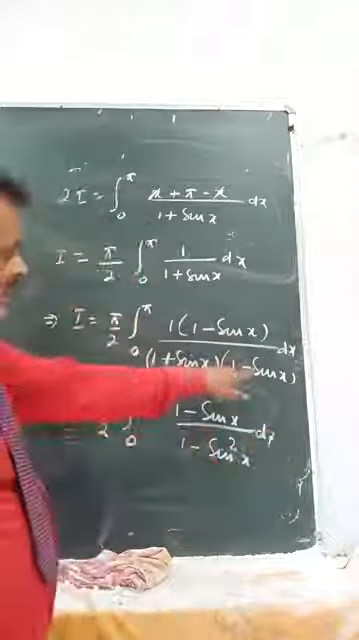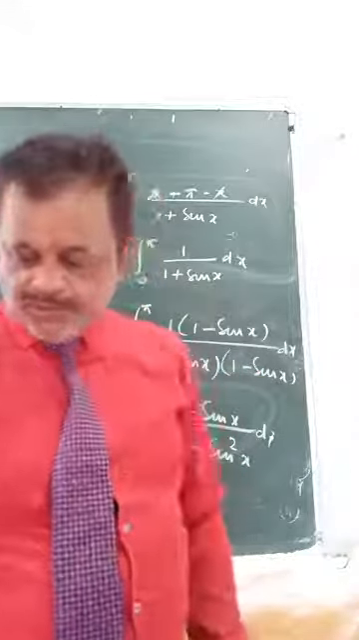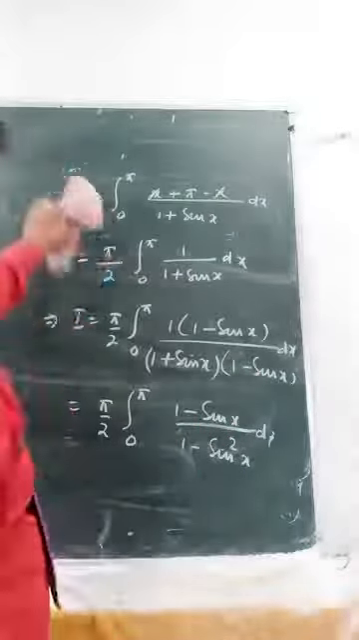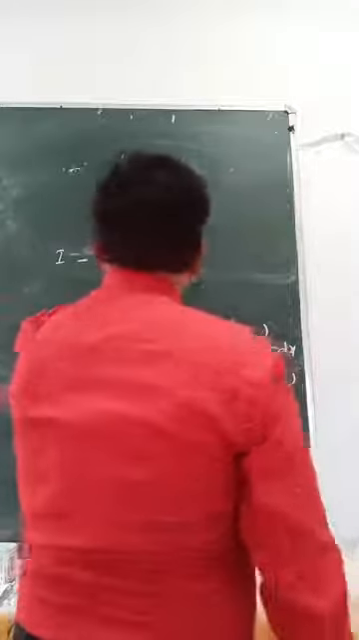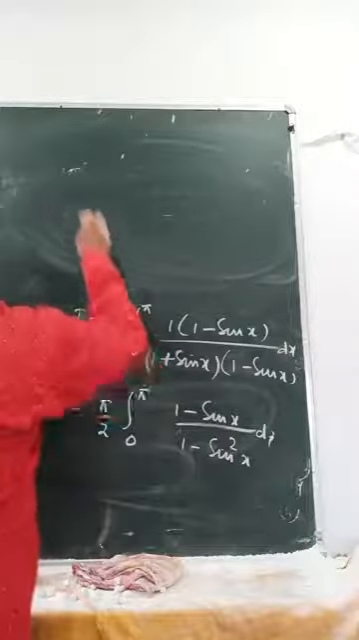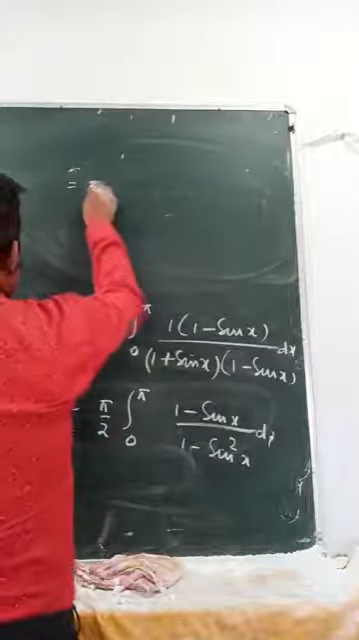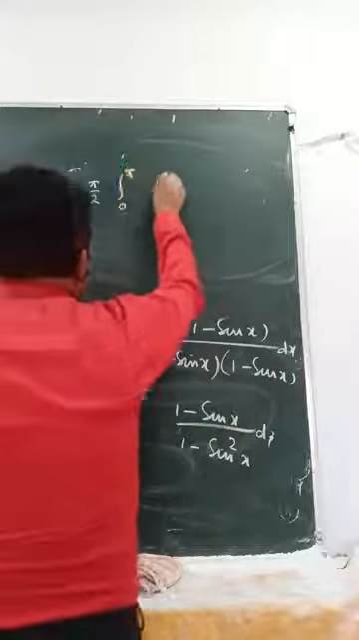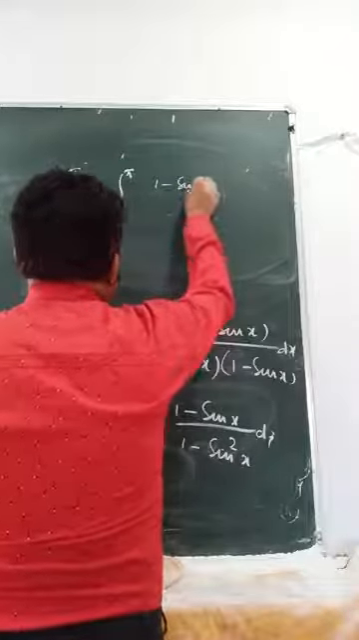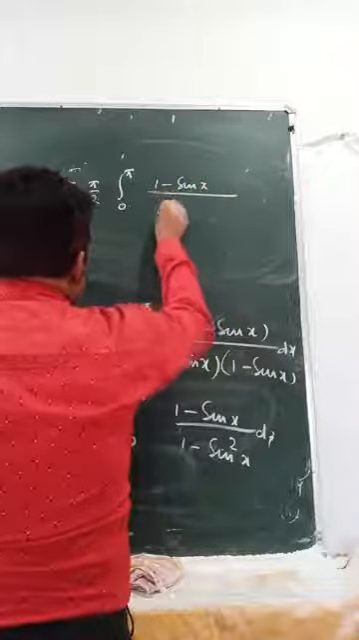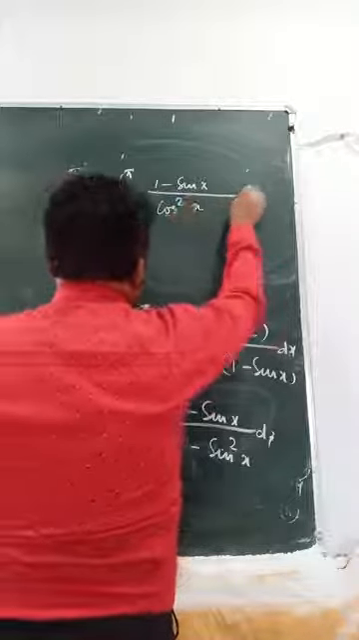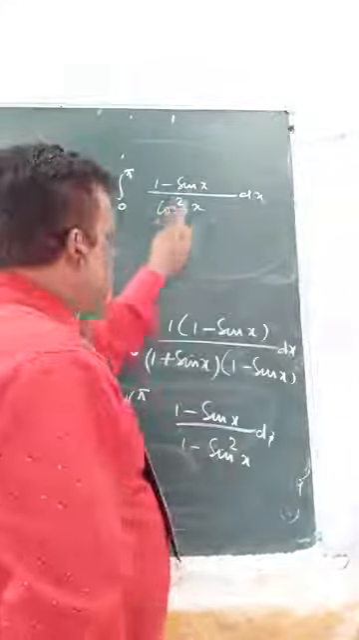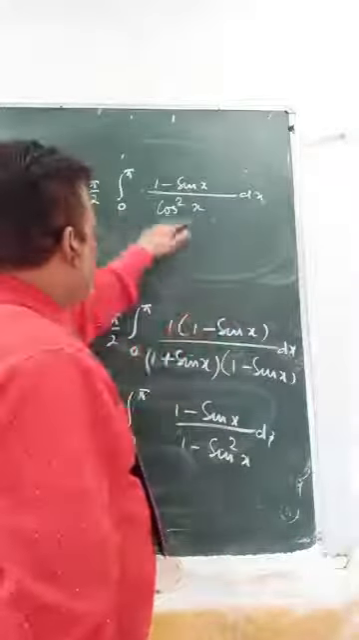Because a minus b times a plus b is a square minus b square. So what did you get? 1 minus sin square x is cos square x, which is pi by 2, integral 0 to pi, 1 minus sin x by cos square x. So what benefit? There are two terms here, I made it a single term so that you can divide it.